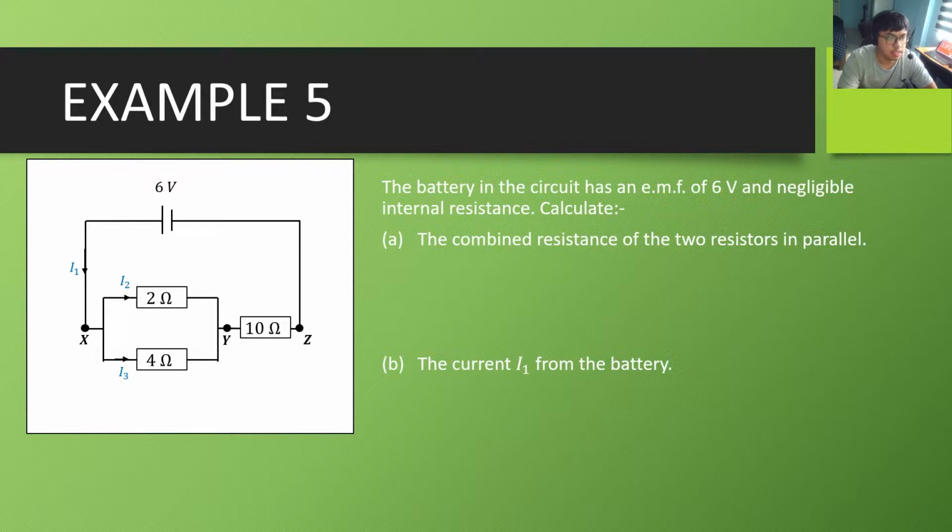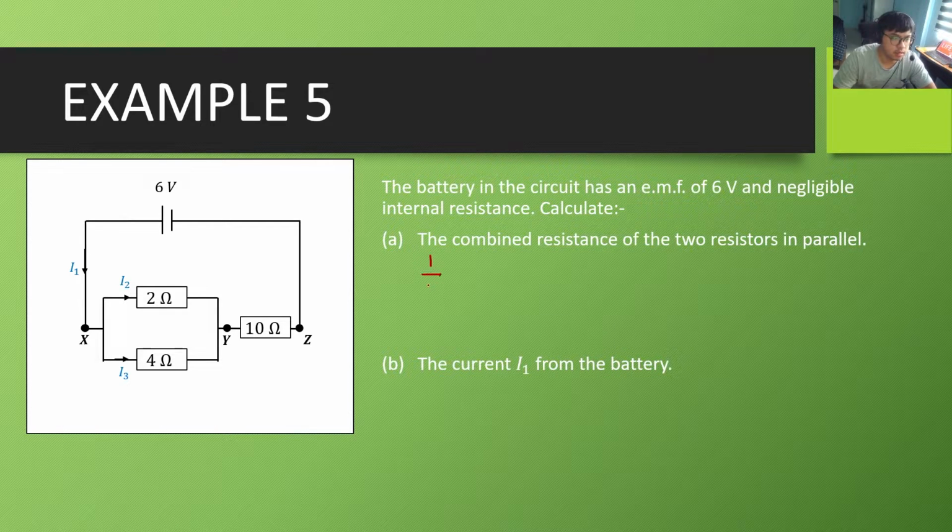So the question reads, the battery in the circuit has an EMF of 6 volts and negligible internal resistance. So that means you can just ignore the resistance in the battery. The battery doesn't have resistance. Calculate the combined resistance of the two resistors in parallel. So this question is quite easy because the question guides you what to do.